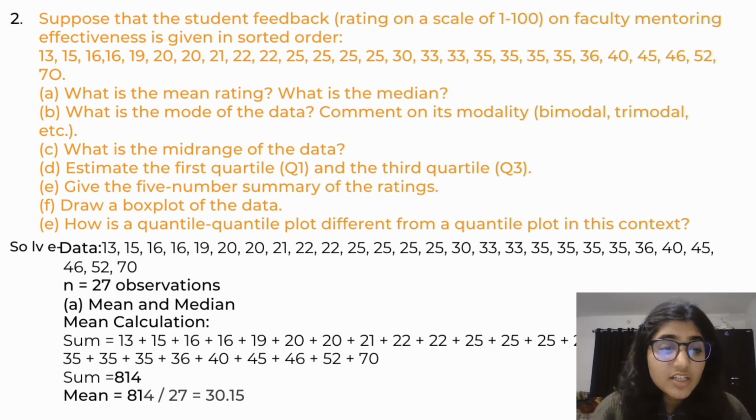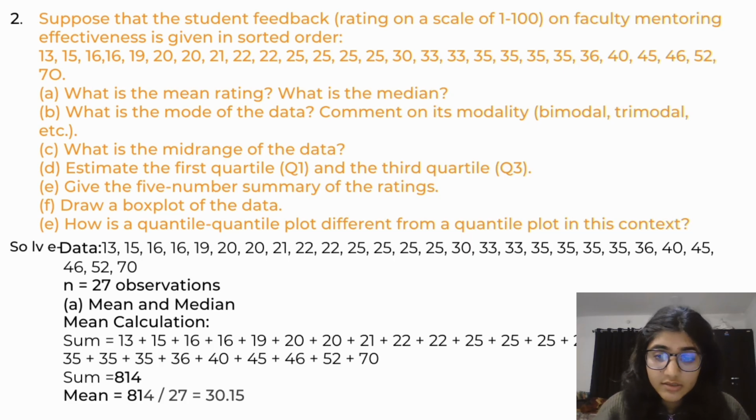In part C, it is asked what is the midrange of the data. D is estimate the first quartile, that is Q1, and the third quartile, that is Q3. E is give the five number summary of the ratings. F is draw a box plot of the data. G is how is a quantile plot different from a quantile-quantile plot in this context.